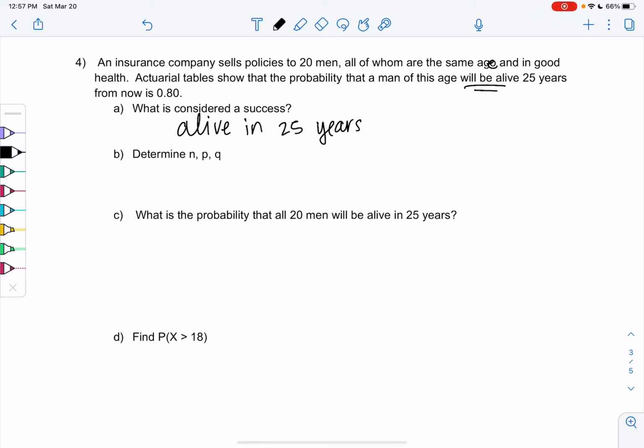N would be the number of trials, so in that case it would be 20, because there are 20 men. P is the probability of being alive, so 0.80, and then Q is just 1 minus P, or 0.20. So this is binomial, right? Alive or not alive?